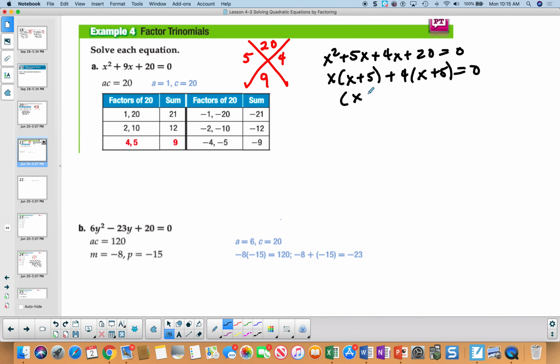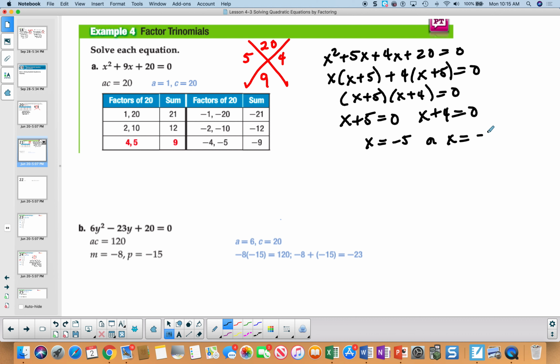And now we're going to factor out the x plus 5. We're going to have x plus 4 equal to 0. Now we're going to use the zero product property. And our answers are going to be negative 5 or negative 4. Now, if you do this AC method, you don't have to continue to work with a lot of factors. All of it is right here.